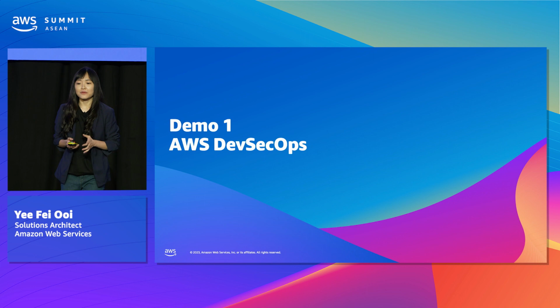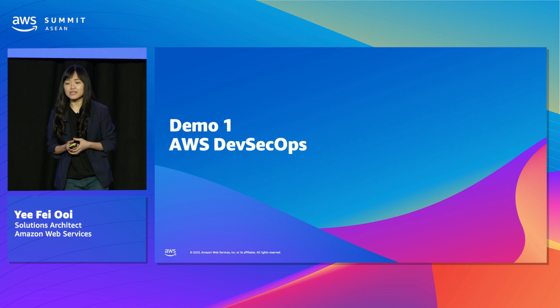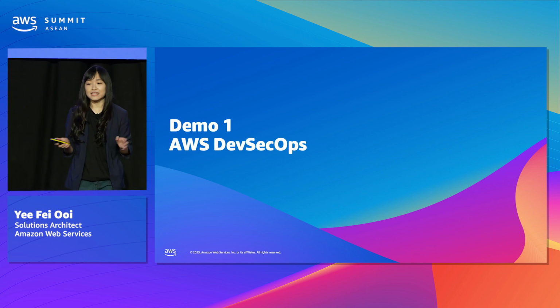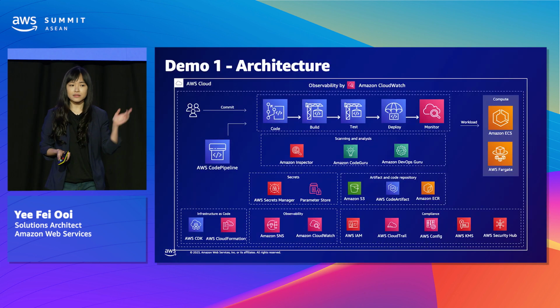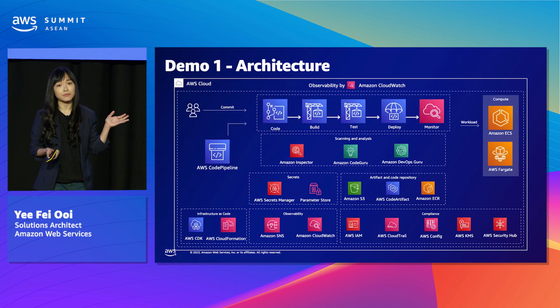So today I will give you a quick demo of how we can shift left by using various AWS services with all the security components integrated in our CI/CD process. So this is the architecture of the demo that I'm going to show today.